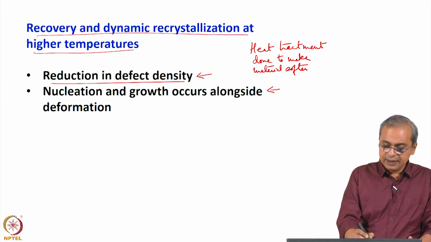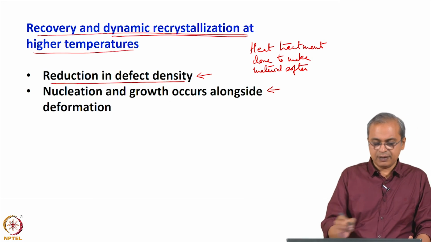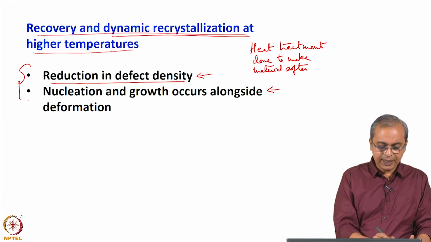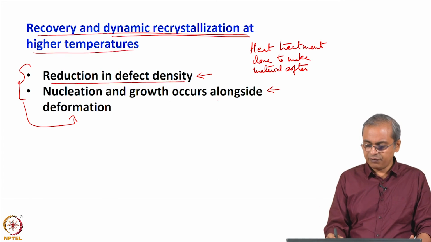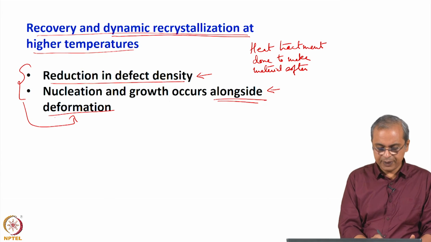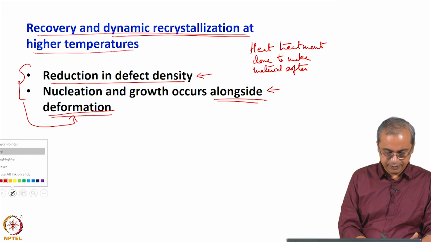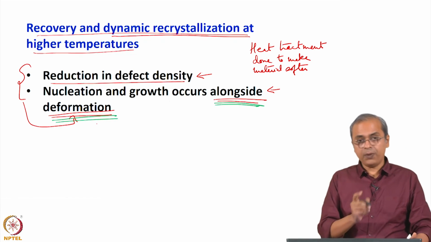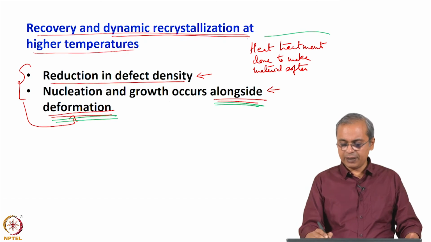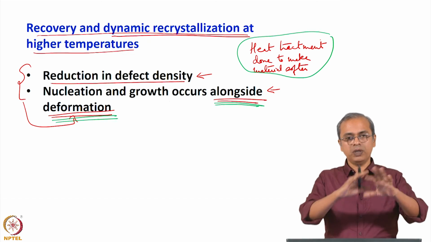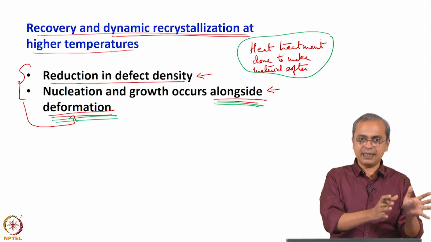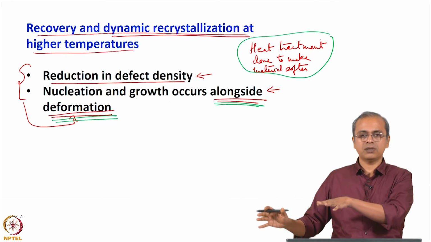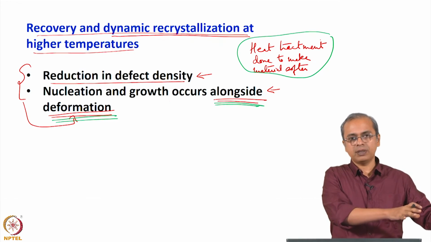Now, this recovery and dynamic recrystallization is a situation where this is happening alongside deformation. So, the point is, whereas in the heat treatment that I told you, this is a two-step process. You deform something, and then when you are done, you find that it is getting difficult to deform, you take it to a furnace, heat treat it, make it softer, take it out, again put it on the machine, deform it further.